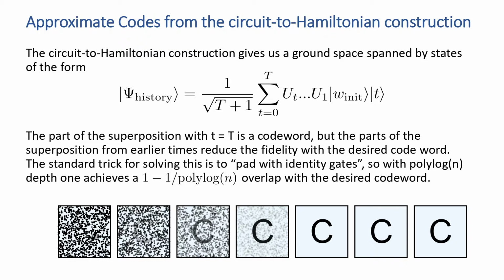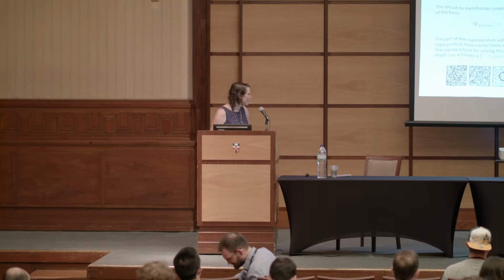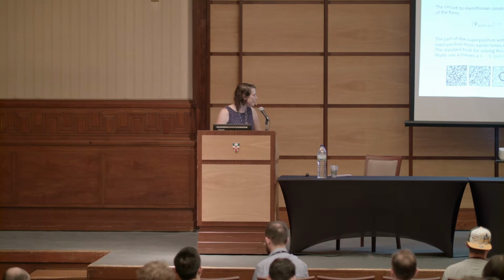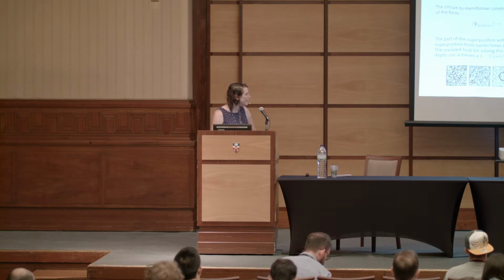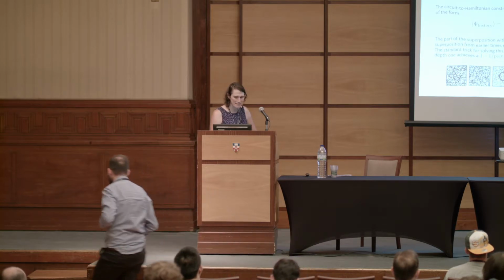Okay, so maybe I can use the mouse here. So then you're entirely in the code space. And then what you'll do is continue applying identity gates in this superposition to increase the amplitude of the state that overlaps with the code space itself.